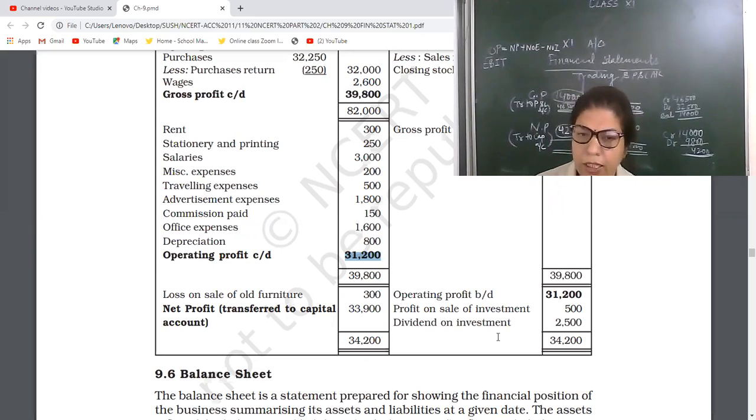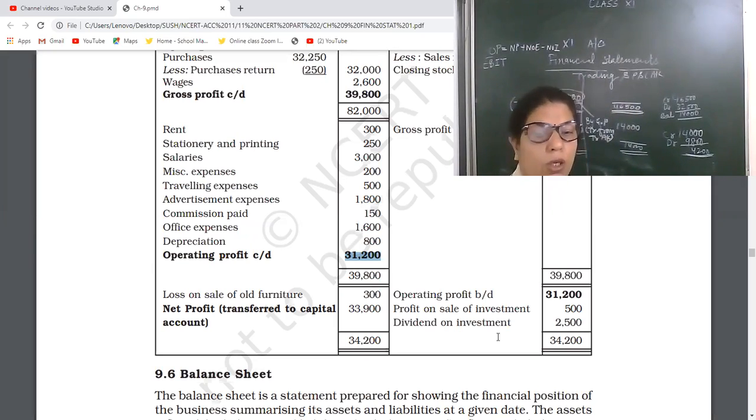So profit on sale of investment and dividend on investment are the sources of income. Then loss on sale of old furniture. This is also an abnormal loss, or we can say non-operating expense, to be entered on the debit side. So now the final amount will come. In the same way, total of credit minus total of debit, the balancing figure will be known as net profit, and this net profit is always transferred to capital account. So this net profit to be transferred to capital account.